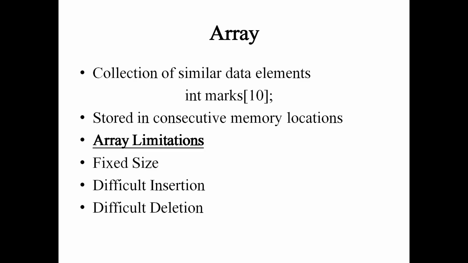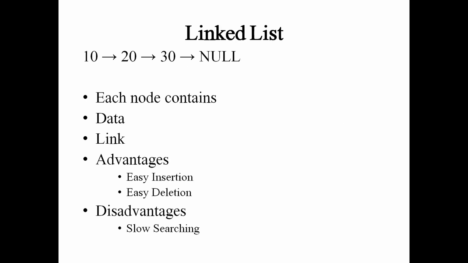overcome them. So a linked list is a dynamic data structure. It consists of nodes. Every node contains two parts. First part stores data. Second part stores the address of the next node. Unlike arrays, nodes need not be stored in consecutive memory locations. This makes insertion and deletion much easier.